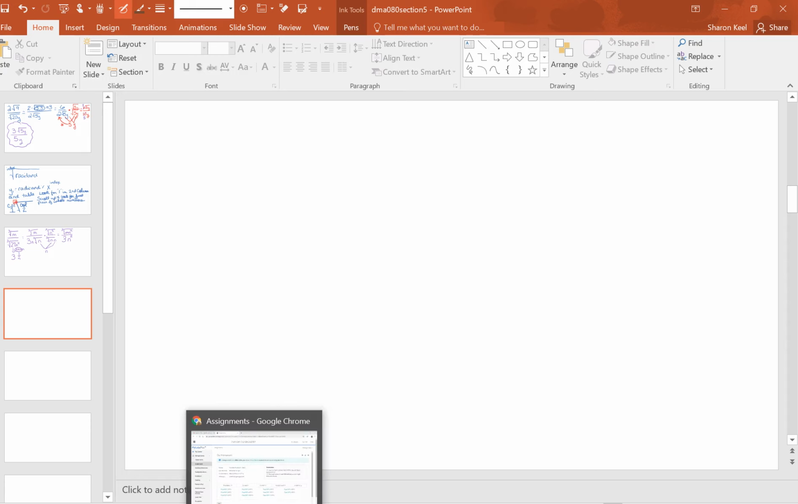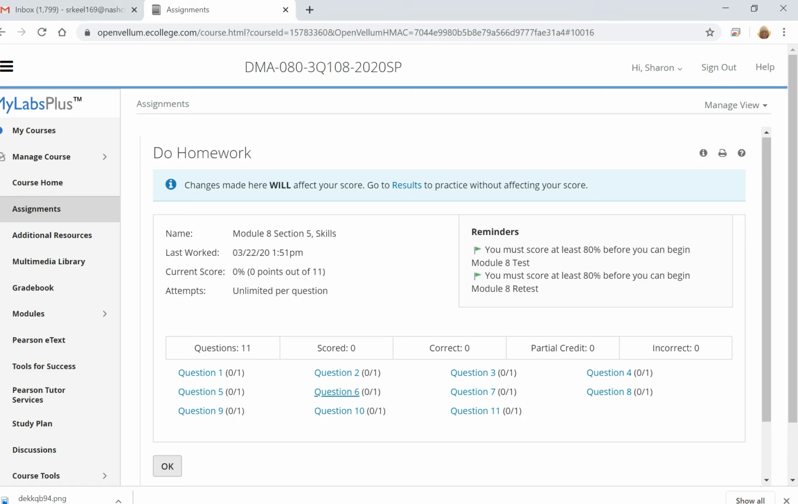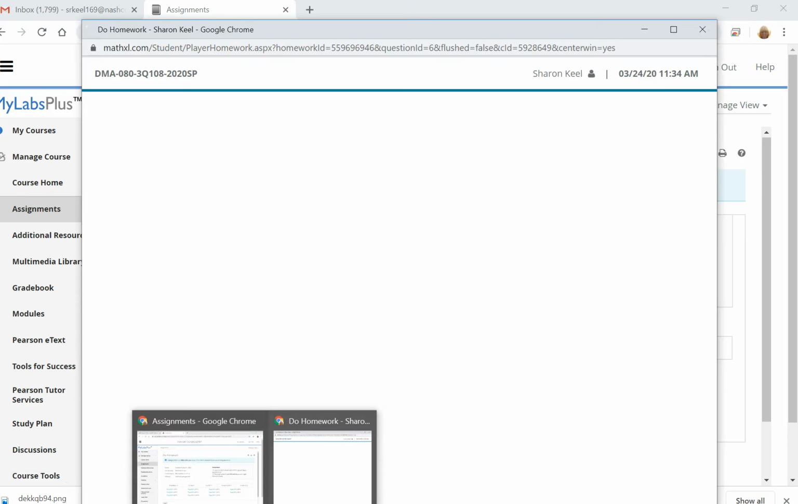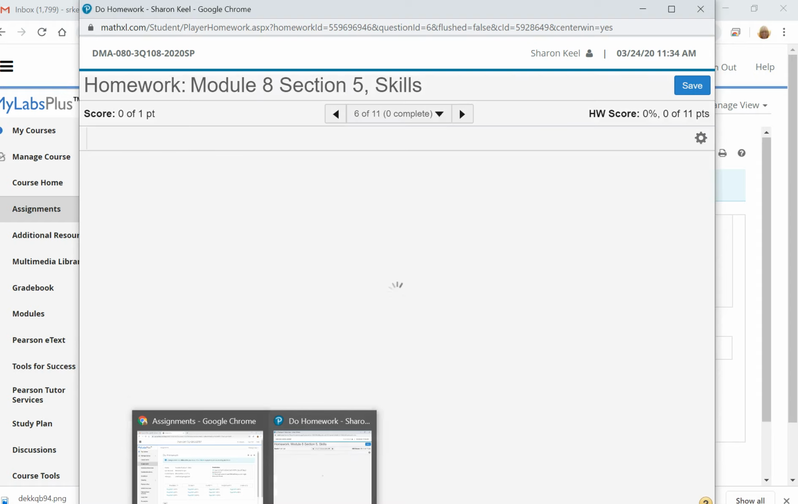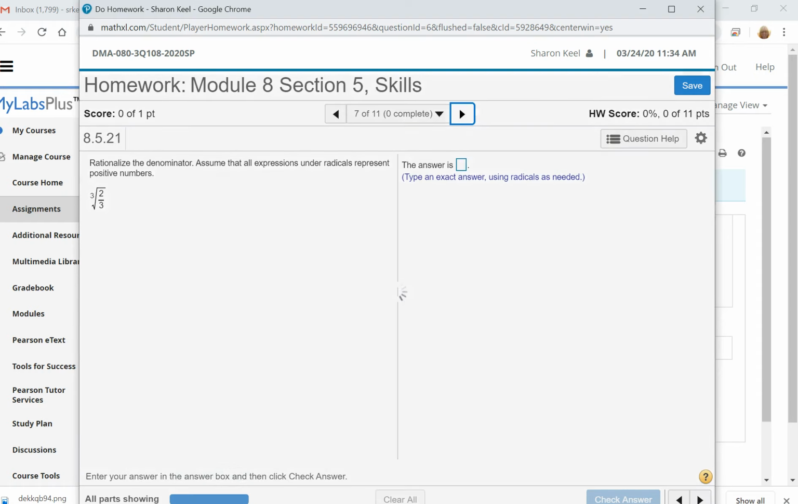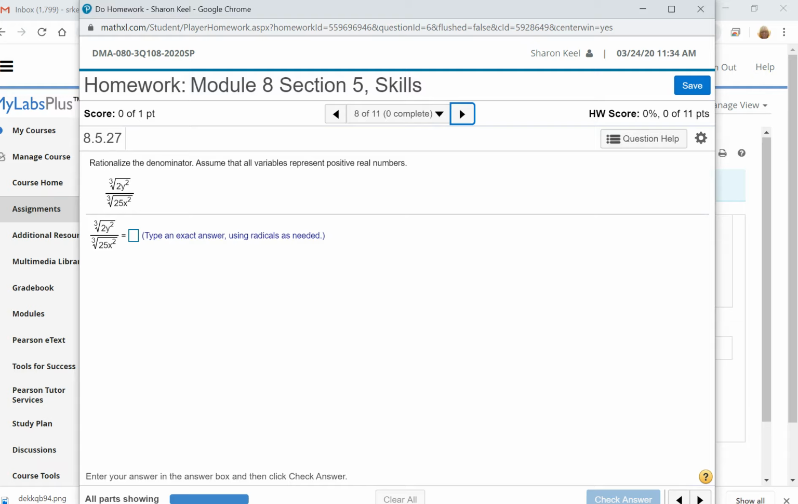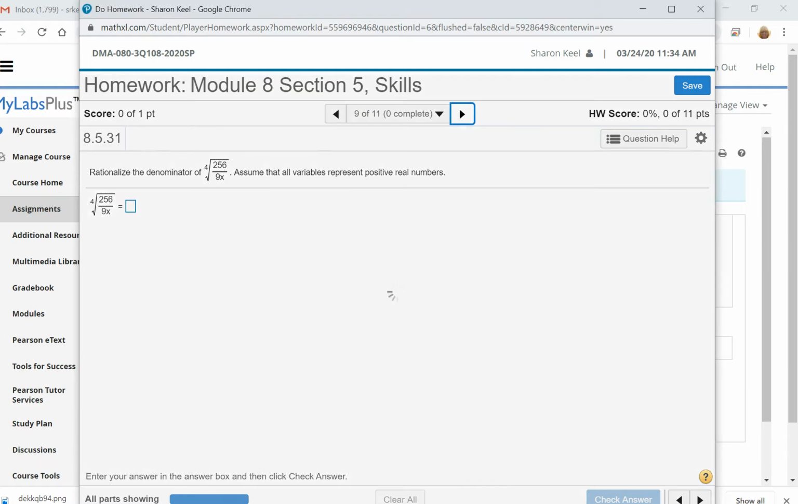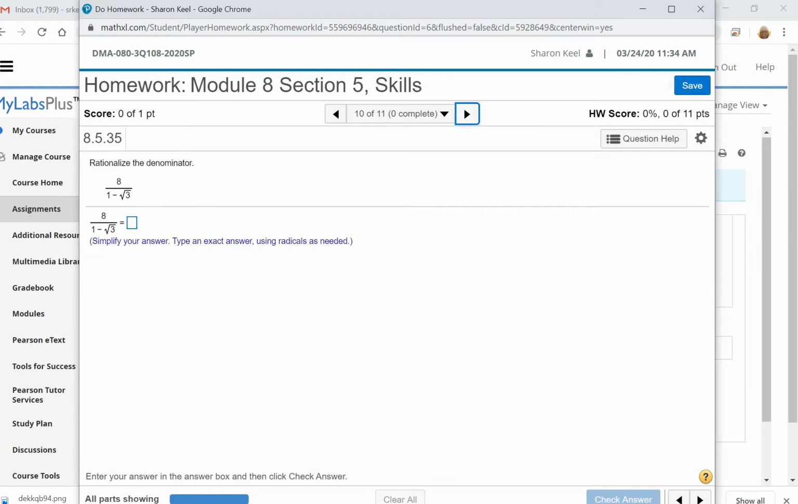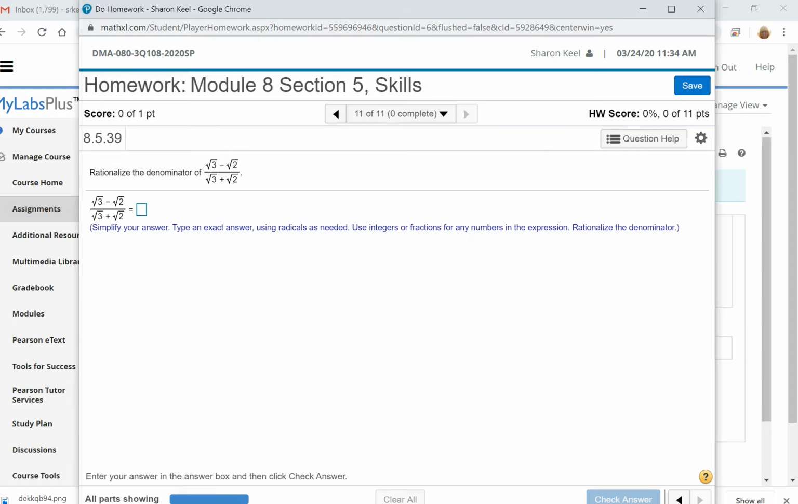So what I'm going to do is I'm going to come here. Let me come into the homework. They didn't have an example of this in the workbook, so let me find one of these on the computer work. Okay, this is a good one.